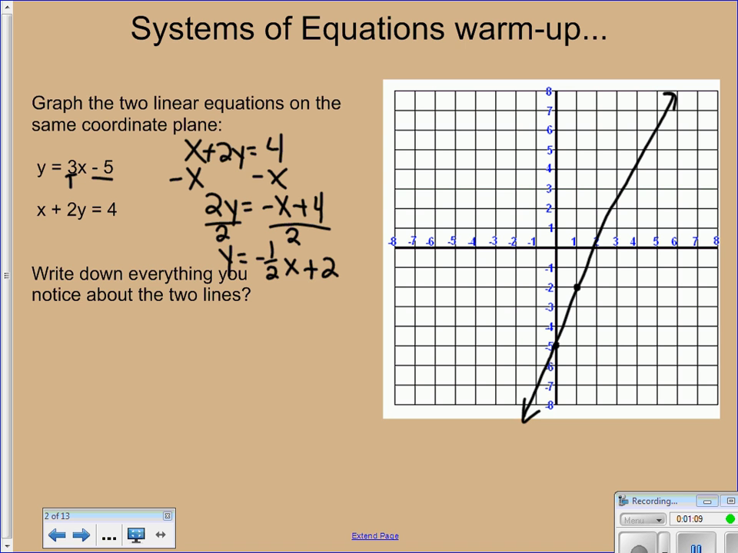So now I'm going to cross the y-axis at 2. Then I'm going down 1 over 2. Connect that line. So I want you to take a second, pause the video, write down things that you notice about those two lines. Once you're done, unpause the video and go ahead and move on.